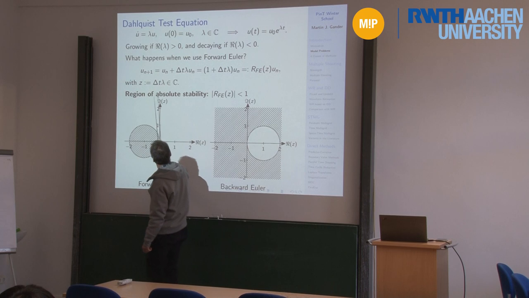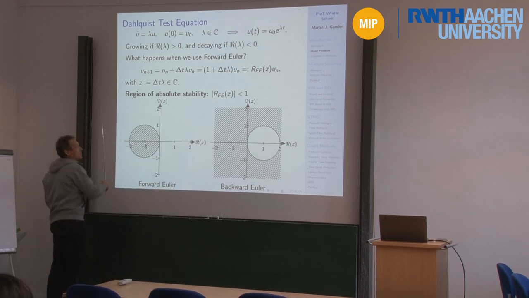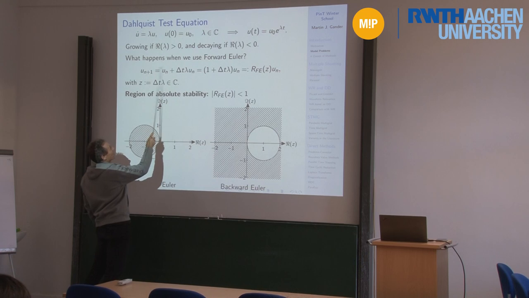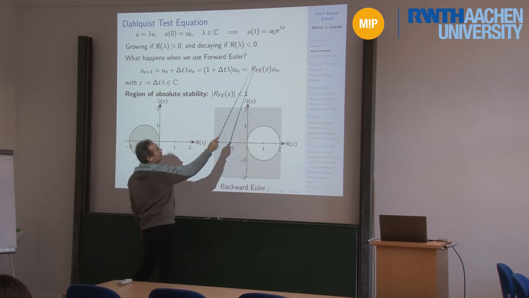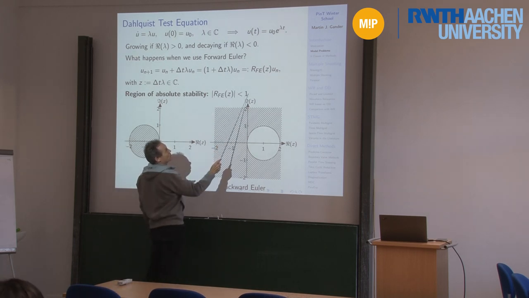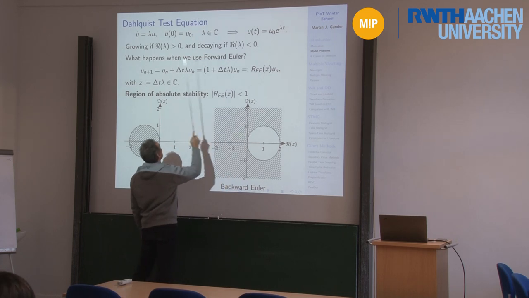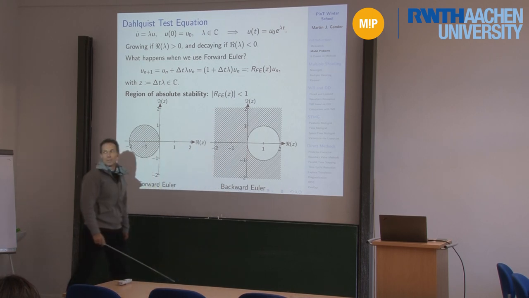So for all these values in this part, I know my solution is decaying. The physical behavior is loss of energy. Now we can look at what happens with the numerical method. For the numerical method to have a decaying solution, we need that this factor here in modulus must be less than 1. Because only then the un becomes smaller when it becomes un plus 1. It's multiplied by something which is smaller than 1.